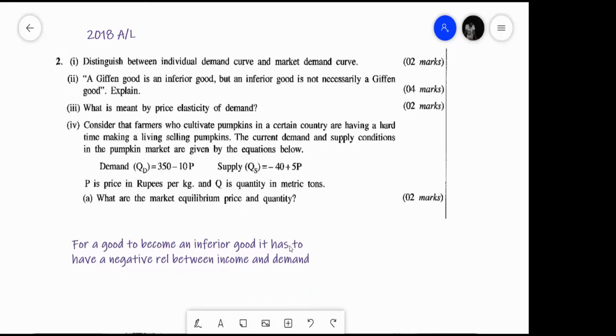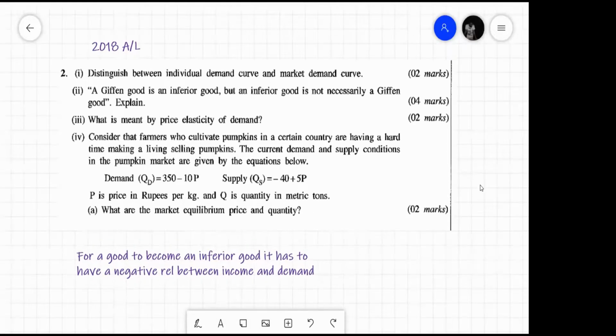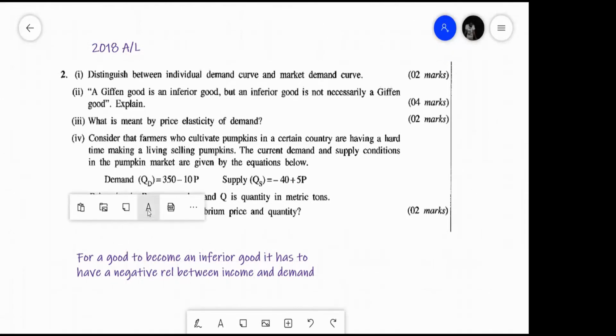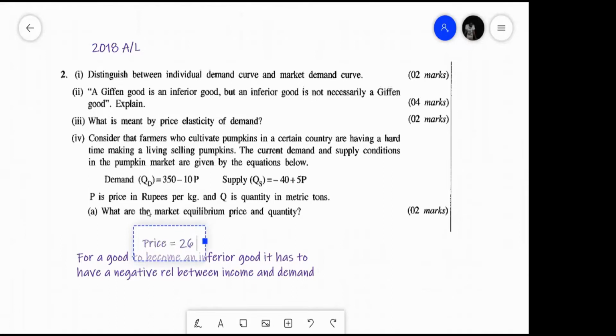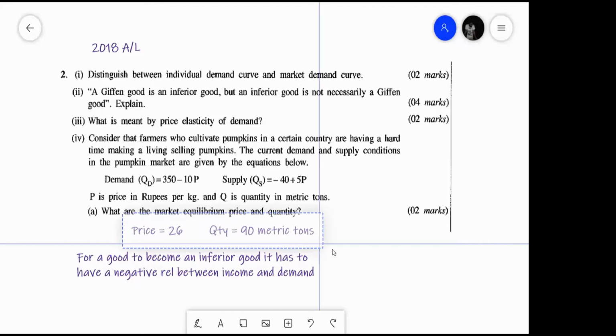So what is the market equilibrium price? Guys, can you give me numbers? I'm not going to calculate. Market equilibrium price is 26. So price is equal to 26 rupees and the quantity is 90, so 90 metric tons. Price 26 rupees, 90 metric tons. A simple calculation there. Now don't try to convert this 90 into kilograms because the price is per kg. There is no need for that sort of thing. You just give price here, quantity there.